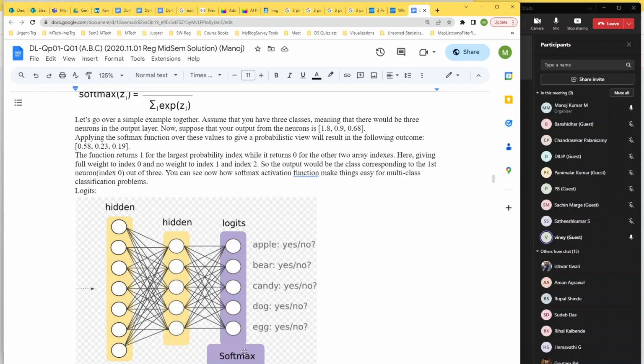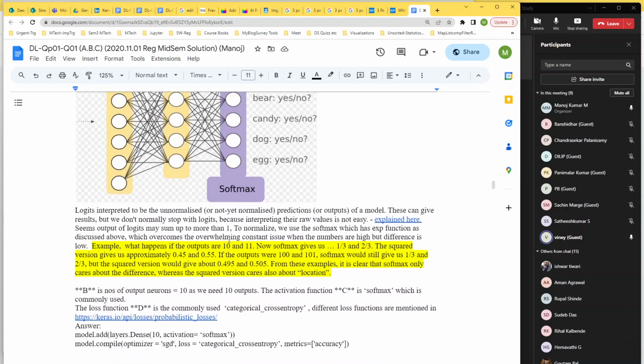In multi-class classification, we need only one output to be 1, right? All others have to be 0. So first of all, it takes a probability in this way and then makes the highest one 1.